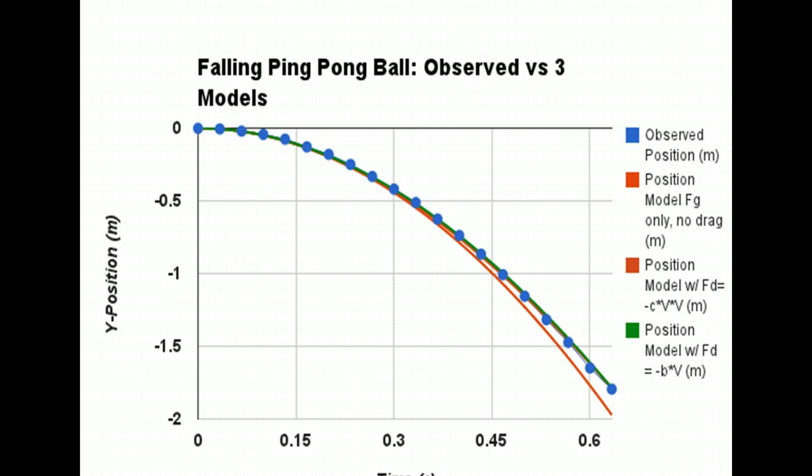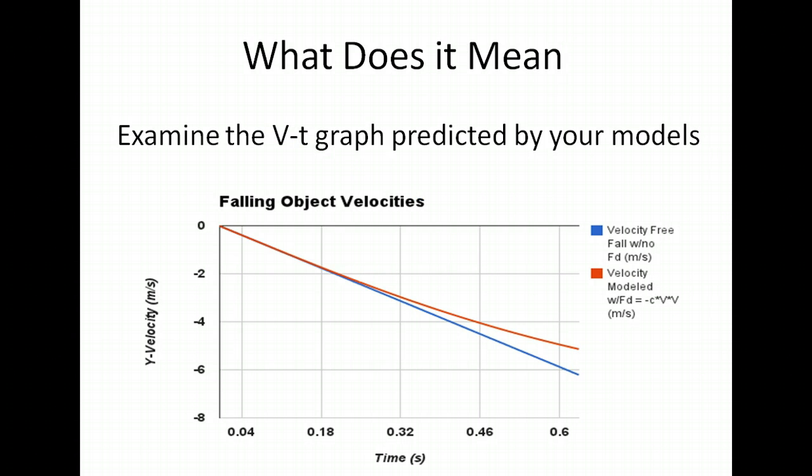Here you have all 3 models, and it looks like the 2 models of drag, proportional to v squared and proportional to v, overlap the observed data in the same way, giving a good match.